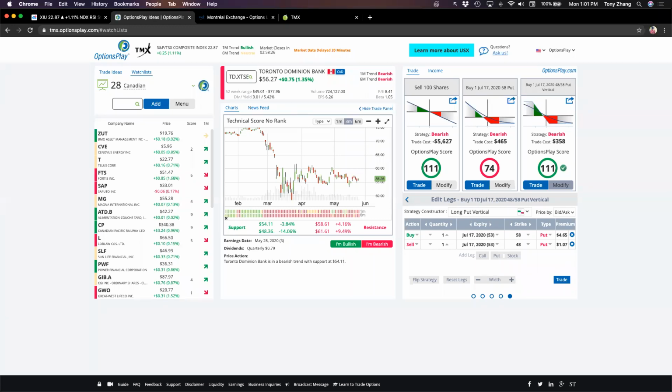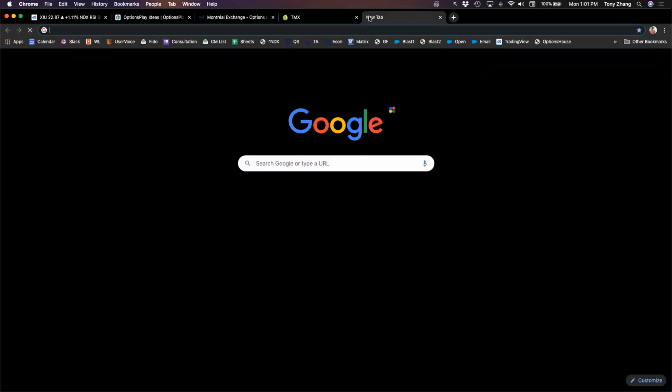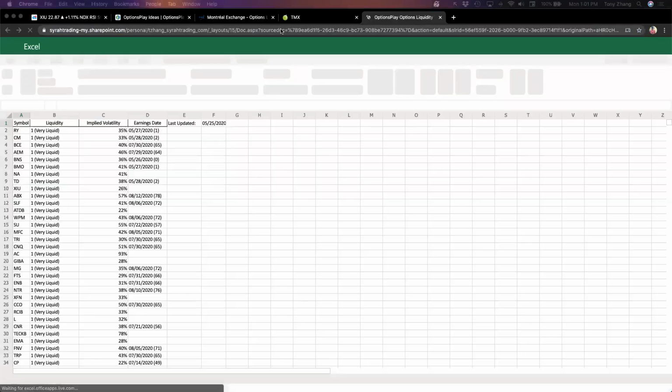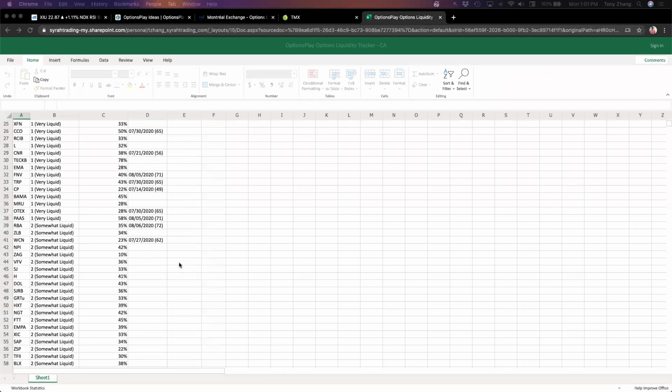Can we get a TMX list of stocks which have low bid-ask spreads? We actually have a report that we built for you guys, the TSX Liquidity List, at trade.optionsplay.com/TSX CA Liquidity. And we give you a list of all the liquid symbols here.